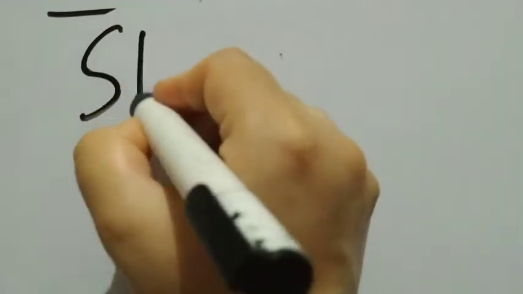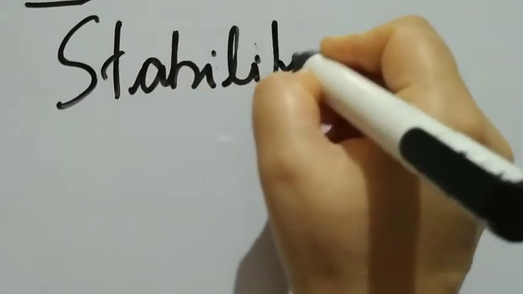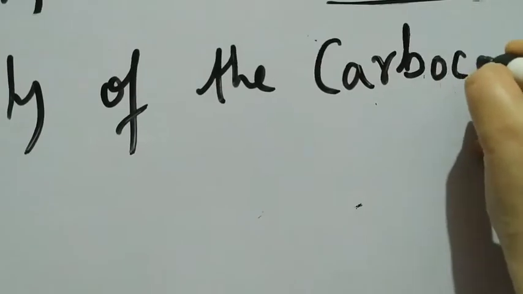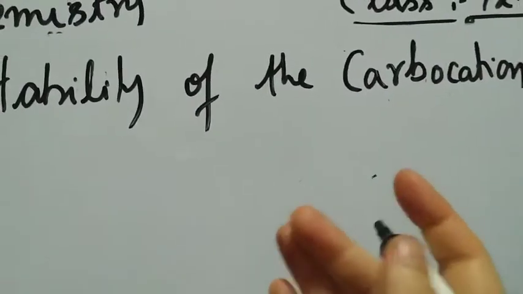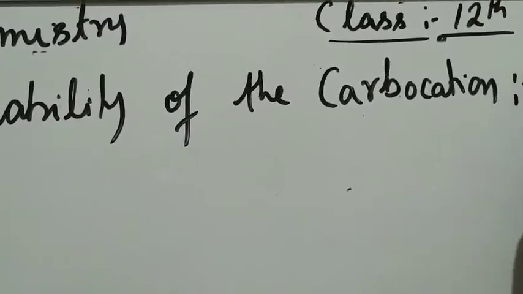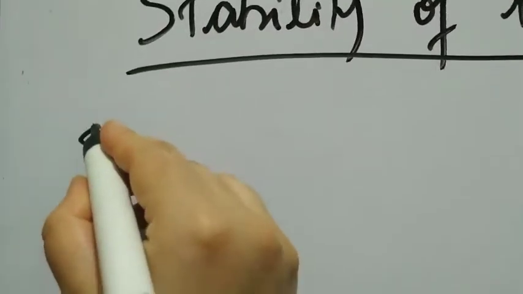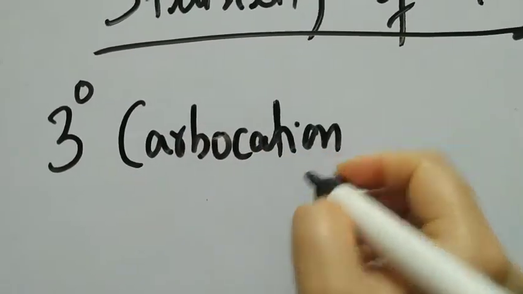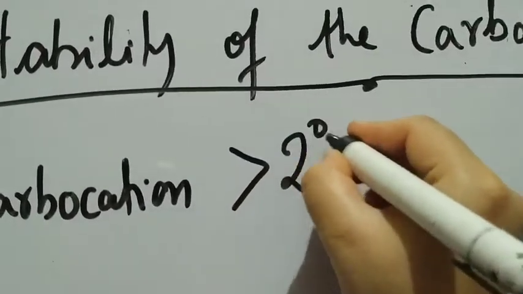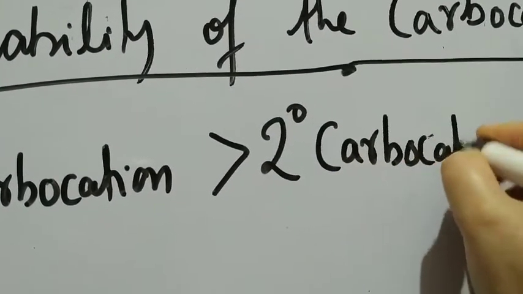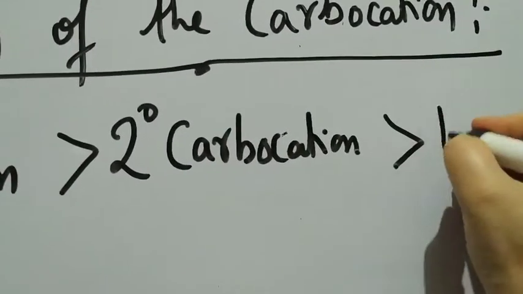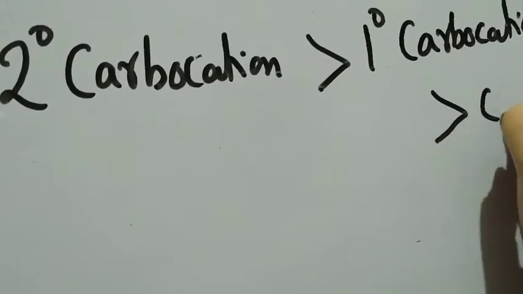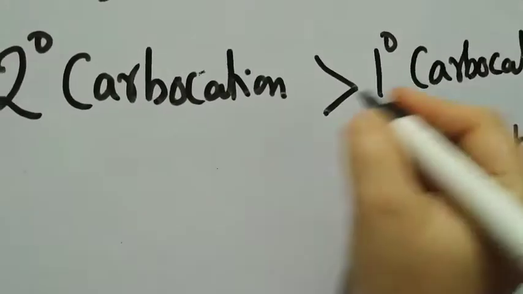It primarily depends on the stability of the carbocation, the stability of the intermediate. What is that intermediate here? It is a carbocation. The more stable the carbocation, the more feasible is the mechanism. And you have studied carbocations in class 11th. We already know that the 3-degree carbocation is the most stable carbocation, more stable than the 2-degree carbocation, which is more stable than the primary carbocation, which is more stable than CH3+.